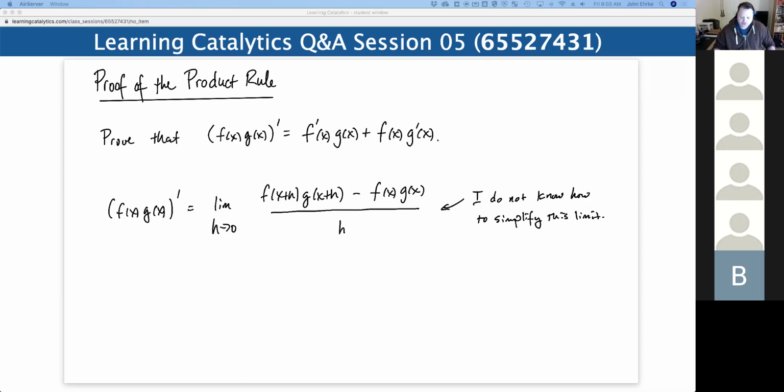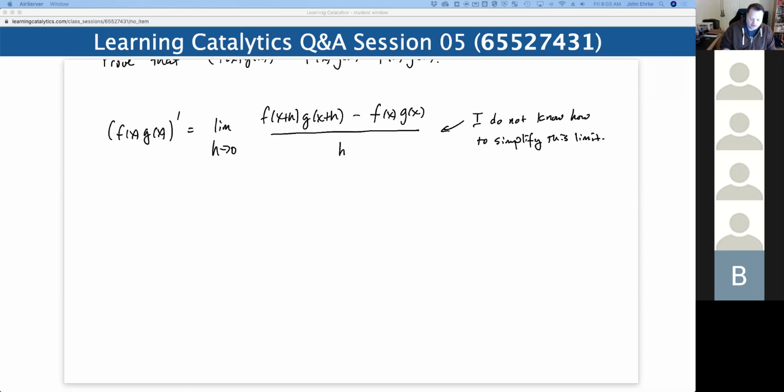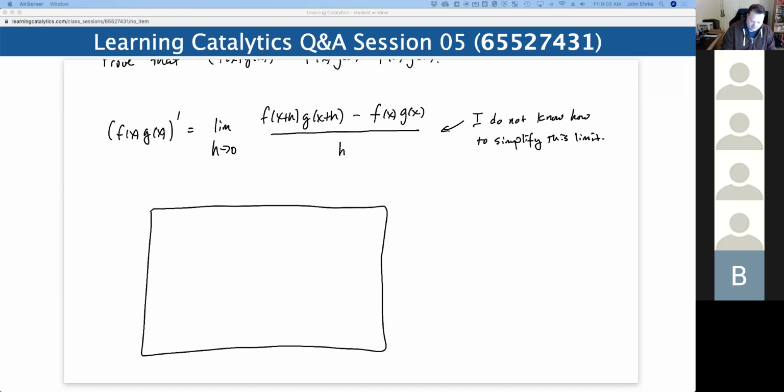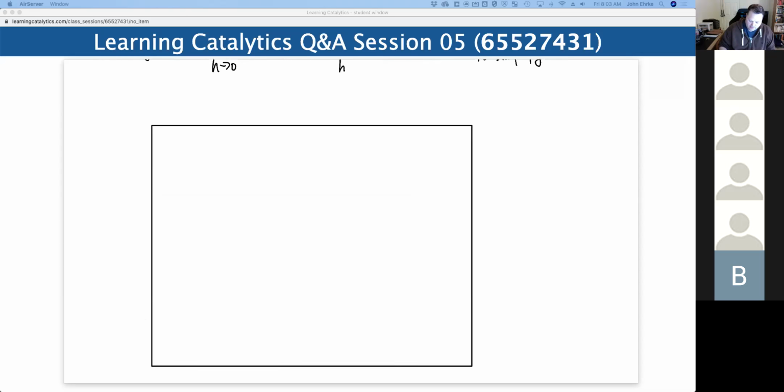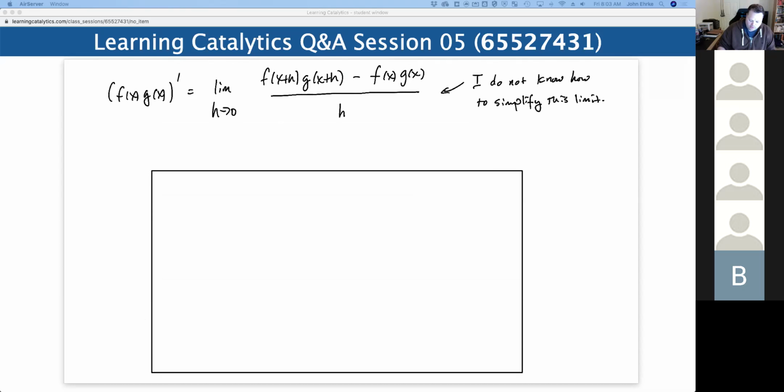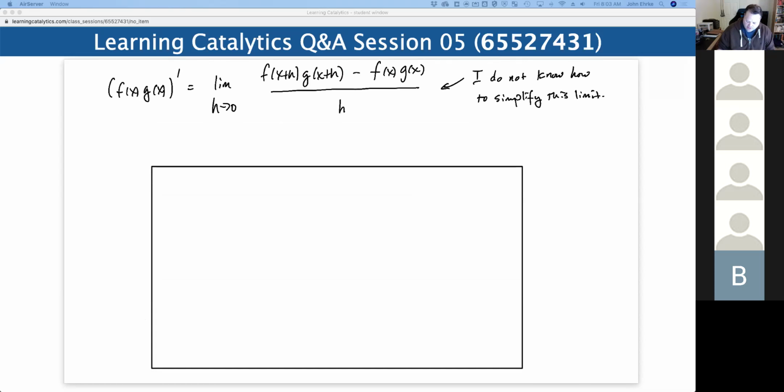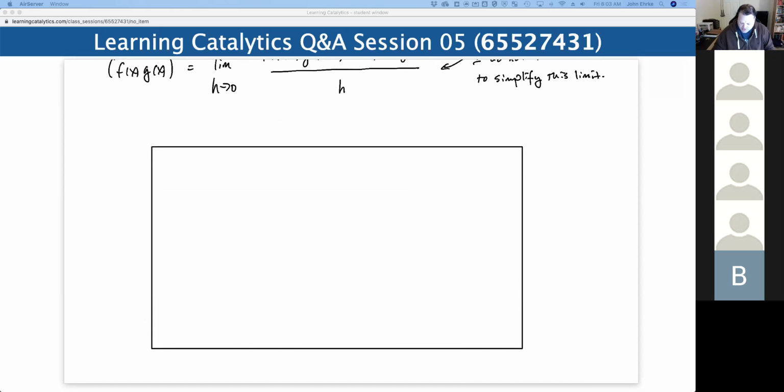All right, so back to this. I don't know how to simplify this limit algebraically, but I have sort of a clever way to get around that. So I want to draw a rectangle here. And what I want to do with this rectangle is divide it up into pieces and then label those pieces. So I'm going to take this piece here and this piece here.